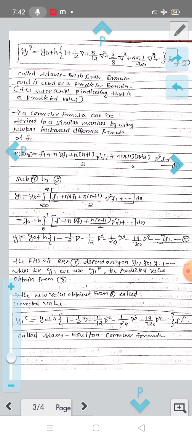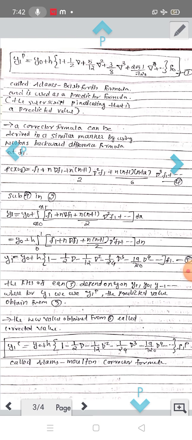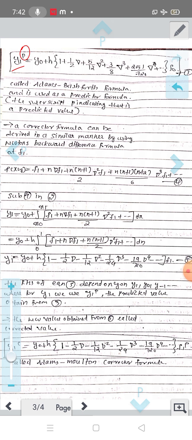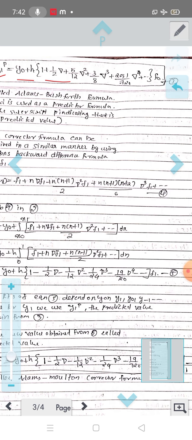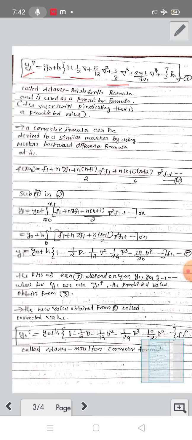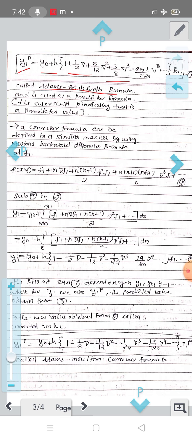Now here it can be seen that the right side of the above relation depends only on y0, y minus 1, y minus 2, etc. So this formula can be used to compute y1. We can therefore write it as y1p, where p stands for the predictor: y1p equal to y0 plus h into 1 plus 1 by 2 del plus 5 by 12 del square plus 3 by 8 del cube plus 251 by 720 del raised to 4 plus etc. And this is called the Adams-Bashforth formula and is used as a predictor formula.